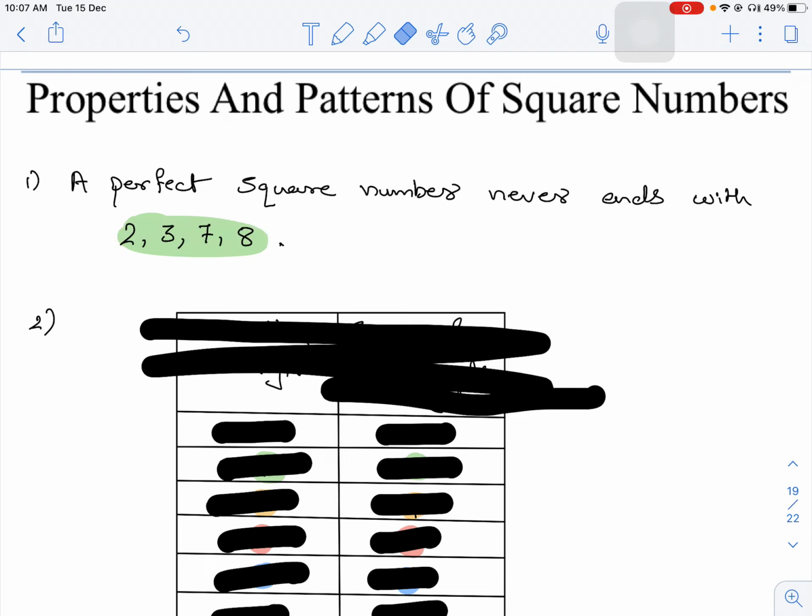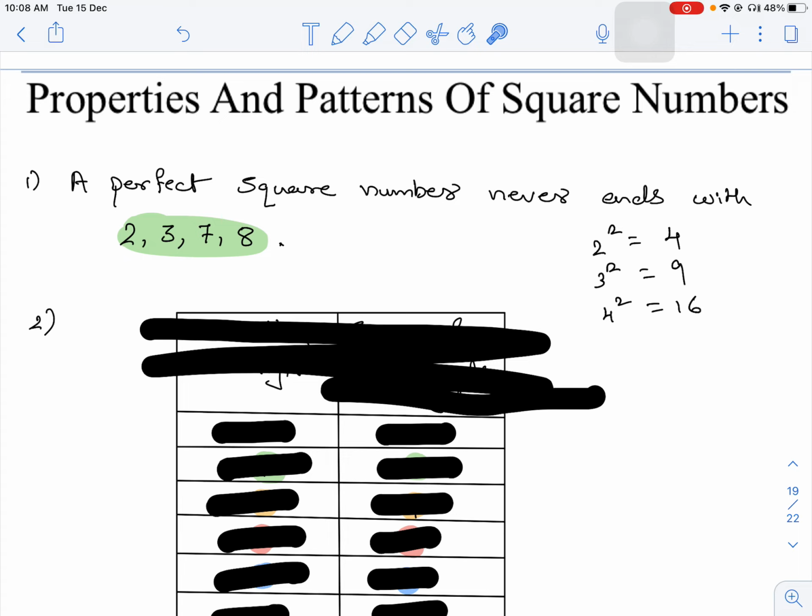Now our first property is that a perfect square number never ends with 2, 3, 7 or 8. For example, when we write 2 square, our answer is 4. When we write 3 square, our answer is 9. When we write 4 square, our answer is 16. It can be seen that these all are perfect square numbers, and they never end with 2, 3, 7, 8.